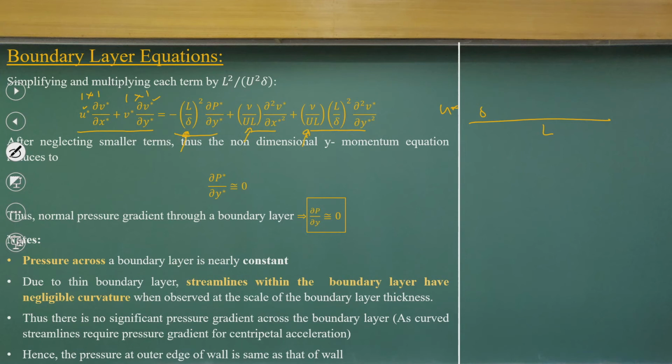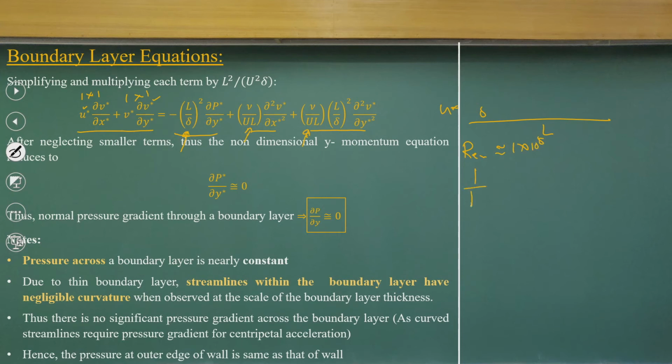Now, look at each term, as we consider the boundary layer thickness. We are talking about very high Reynolds numbers, close to 10 to the power 5.